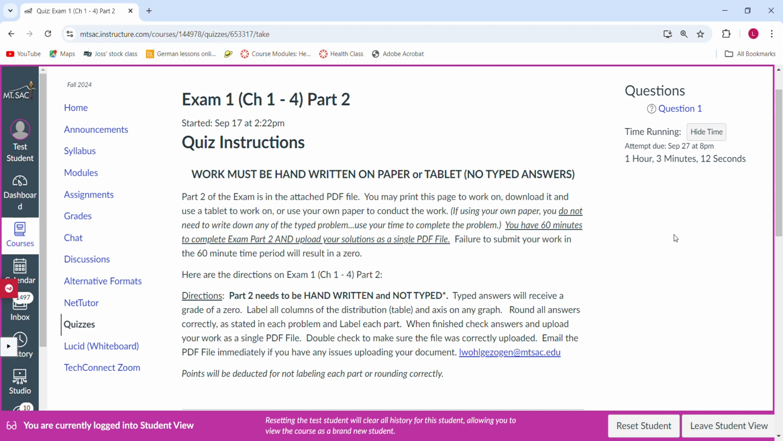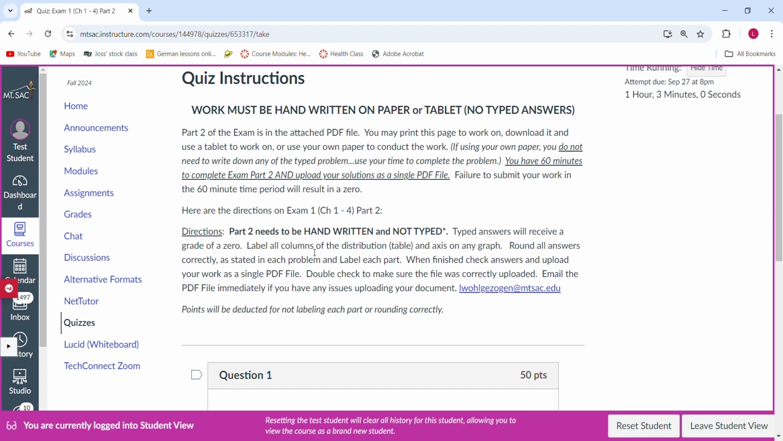So for part two, you will click on the assignment. There are directions here that will be loaded also for you to read prior to starting this. You'll notice that the work needs to be handwritten, either on paper or on a tablet. If you do not have access to a printer, you're able to just write down your work on a lined piece of paper or computer paper. The directions also go on about rounding and things along those lines. It does say to email the PDF to me if there are any issues uploading this.